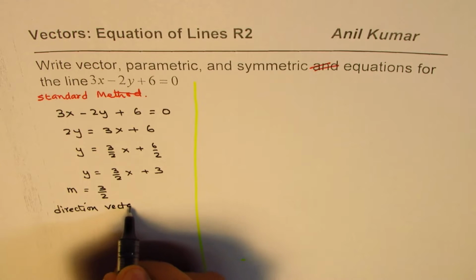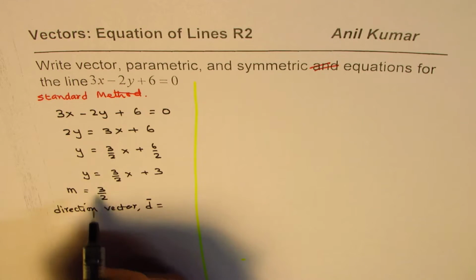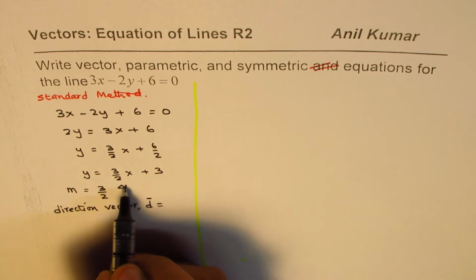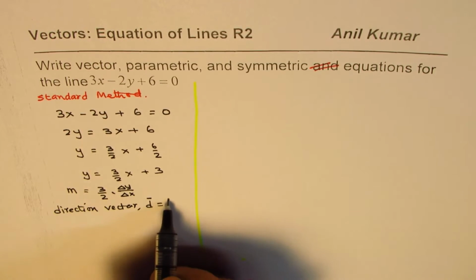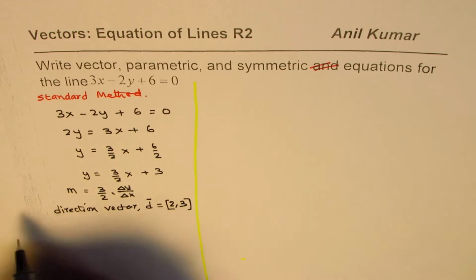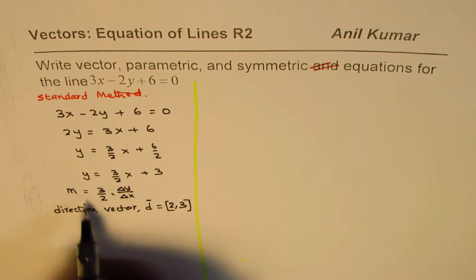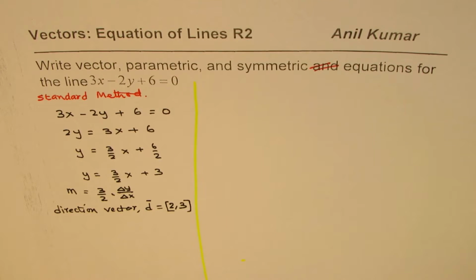Direction vector d is change in y over change in x. So we always write x first, which is 2, and then y, which is 3. So it actually helps you to relate slope, which you've been learning so far. Now the direction vector is (2, 3).